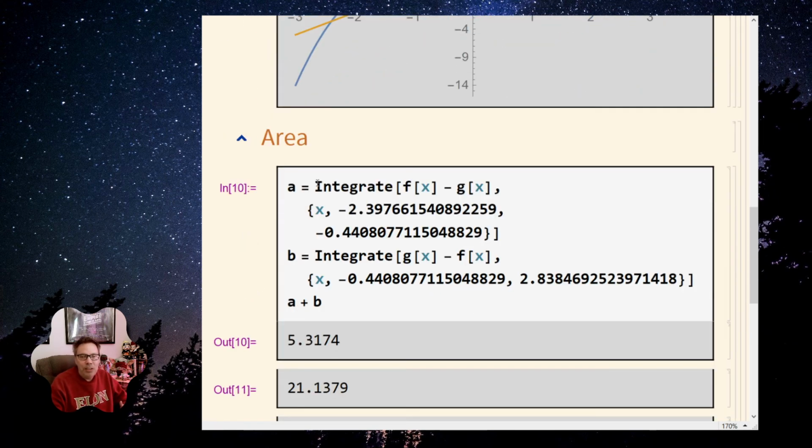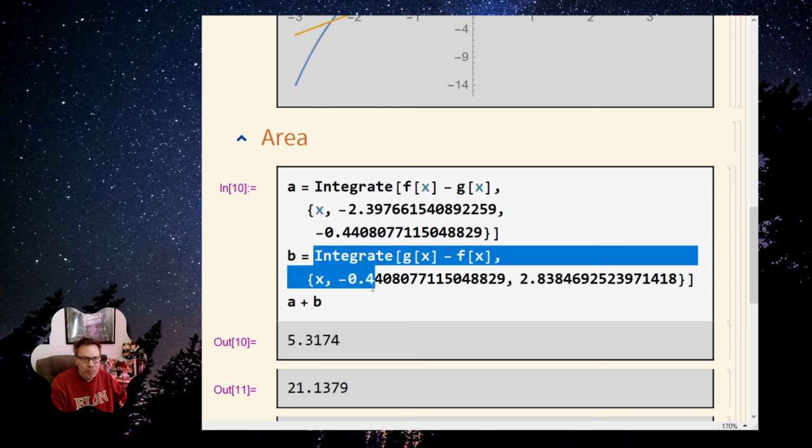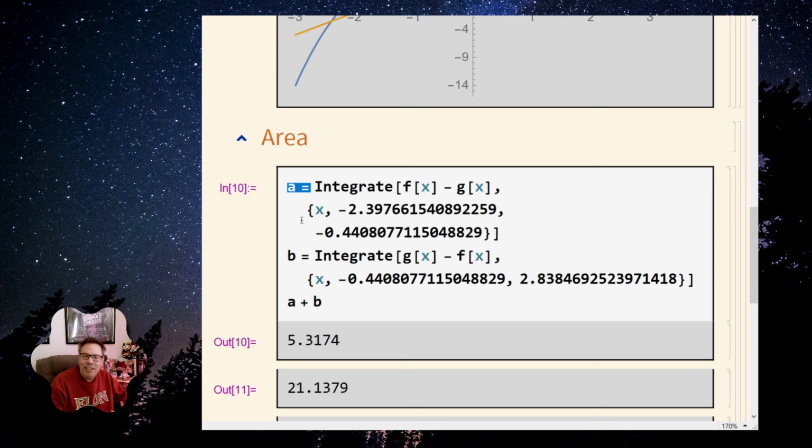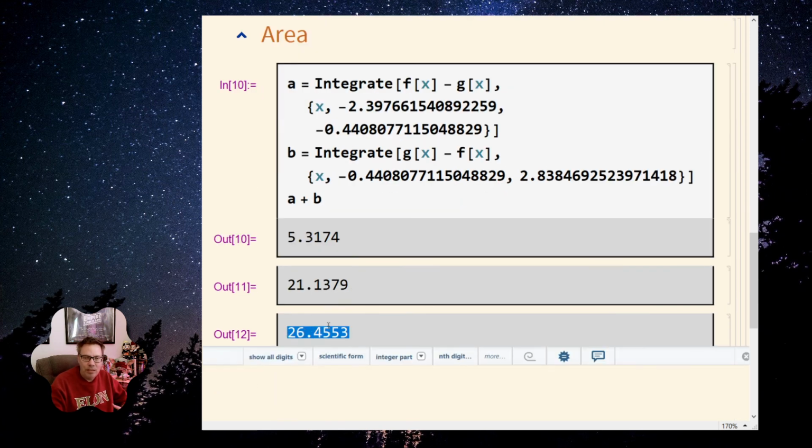I find I have 2 regions here, and the setup looks very similar, except for the top and the bottom: f of x minus g of x, and then g of x minus f of x. Those change. I know I'm going to have to add them together, so I added an a equals and a b equals. And if you notice, a and b change colors. They were blue, now they're known, so they're black. And this third output is good to 4 decimal points.